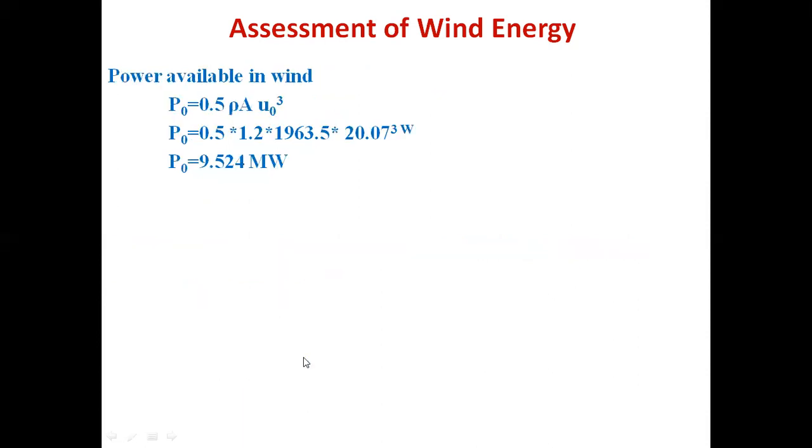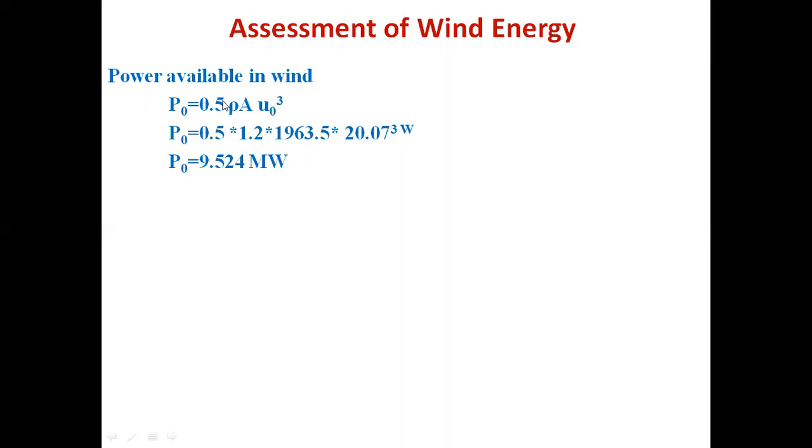Now we have to use a simple formula for calculating the power available in the wind. There are two questions: whether we want to calculate the power developed by the wind turbine or the power available in the wind. We know the power available in the wind is merely its kinetic energy, which is given as 1 by 2 or half rho into A into U0 or V80 cube. So using this formula, we can calculate the power available in the wind, and this is the value which was sought in this question.